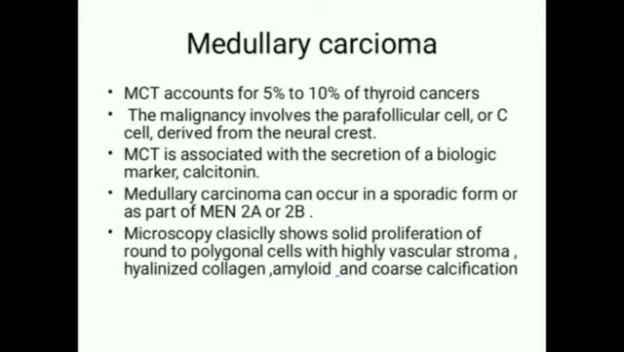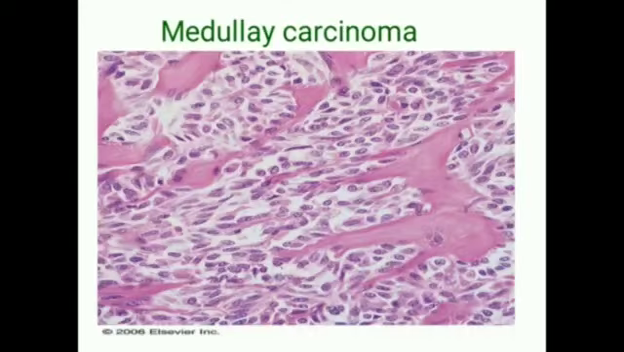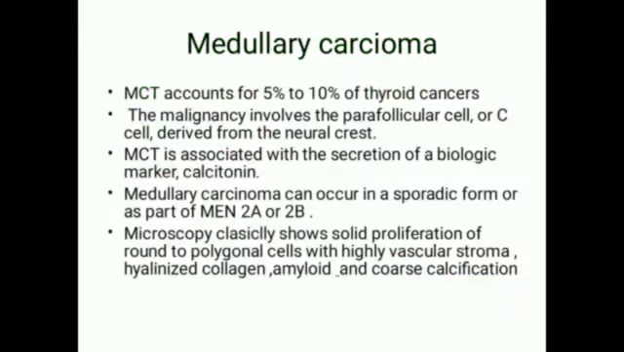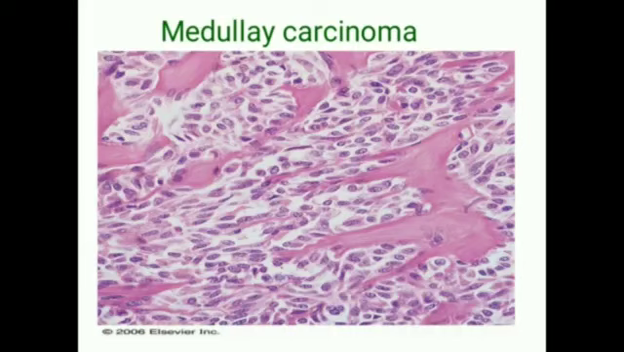hyalinized colloid and amyloid. Amyloid is a feature: if it is there in the thyroid, then mostly it will be medullary carcinoma. They will also have coarse calcification, as we saw in the papillary carcinoma, called Psammoma bodies, and here there is coarse calcification. See the pinkish cytoplasm-like material that you can see, that is the amyloid. The cells you are looking at are large round to polygonal cells, which are there in the medullary carcinoma.